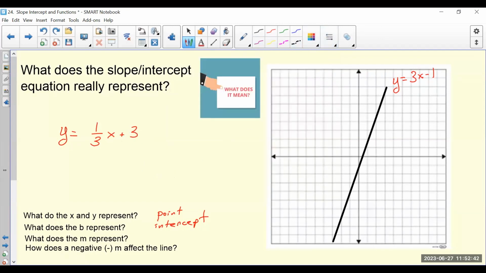So we can already say, look, I know that if I put a 0 in for my x, I'm going to get out a positive 3 for my y, because 1/3 of 0 is 0, and 0 plus 3 is 3. So I know that this new line is going to cross at 0, 1, 2, 3. So I know this is a point on my new line.